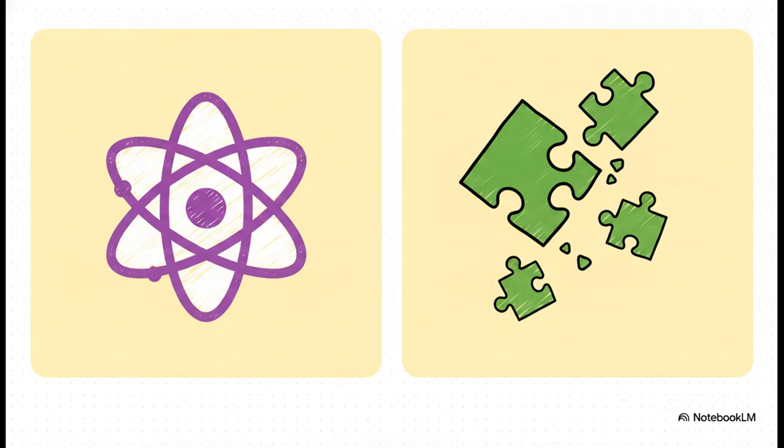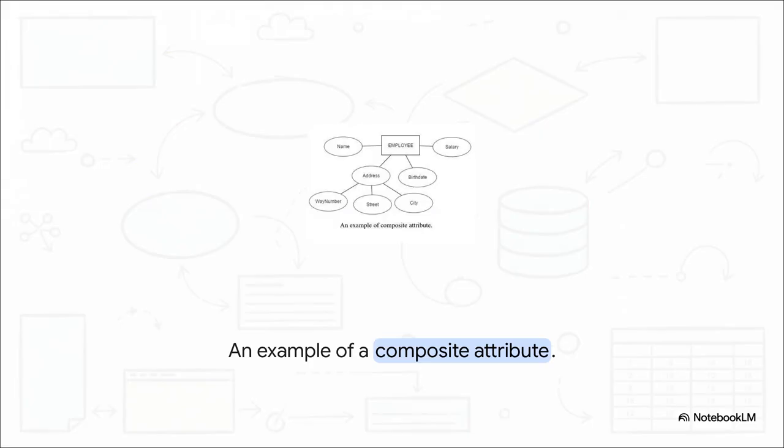Think of something like an age of 23 or a person's first name. But on the right, we have composite attributes. These can actually be broken down into smaller subparts, with each piece holding its own independent meaning within the database architecture. And this brilliantly illustrates exactly what we're talking about.